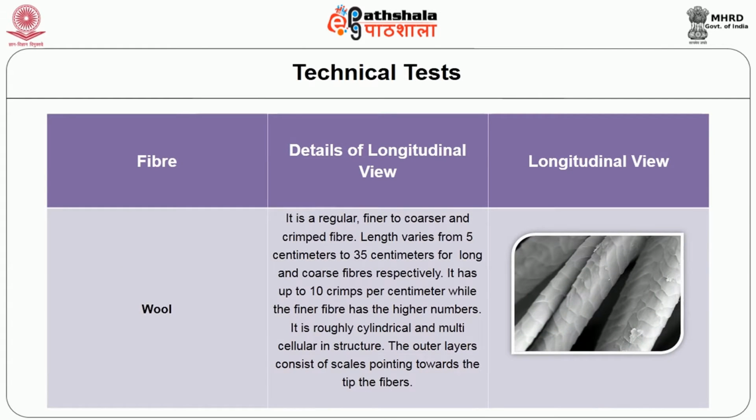Next one is wool. It is a regular, finer to coarser, crimped fiber. Length varies from 5 cm to 35 cm for fine and coarse fibers respectively. It has up to 10 crimps per centimeter, while the finer fibers have higher numbers. It is roughly cylindrical and multicellular in structure. The outer layer consists of scales pointing towards the tip of the fiber.